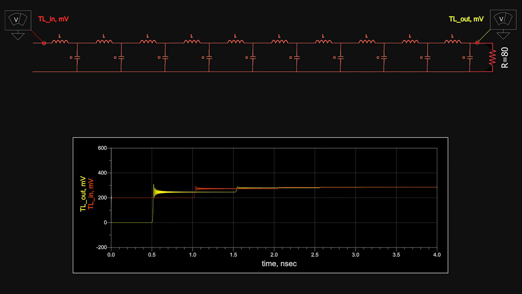At that point, the source is seeing the full 80 ohm load, and the final settling voltage is defined by the voltage division between the source and the load resistances. The larger the difference between the load and the characteristic impedance, the more the reflections. The ratio of the reflected to the incident signal is called the reflection coefficient. It depends on the difference between the load and the characteristic impedance.